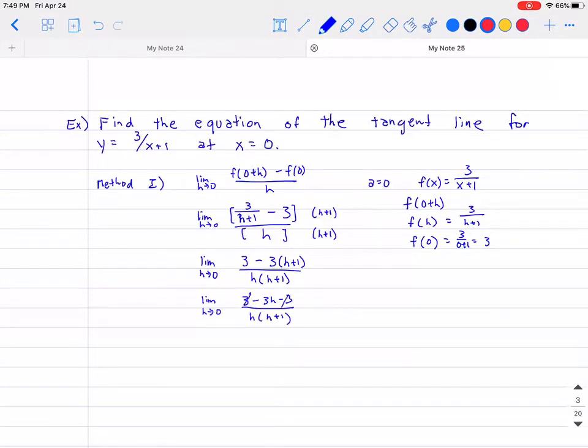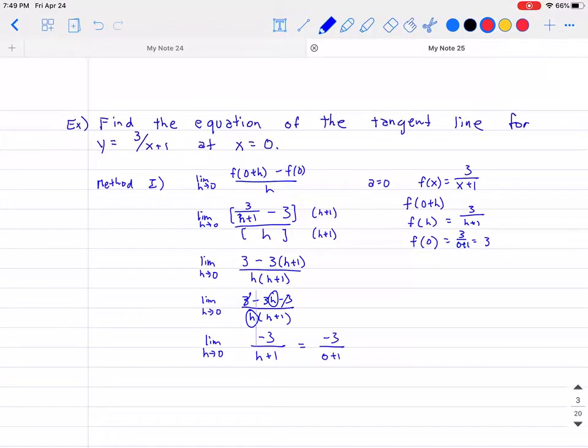So 3 minus 3h minus 3, all divided by h times h plus 1. The 3's can cancel out. Then you have the h on the top and the h on the bottom, so those are going to go away too. So what's left now is the limit as h approaches 0 of negative 3 divided by h plus 1. And remember, the whole purpose is to let h equal 0, and we got rid of that problematic part.